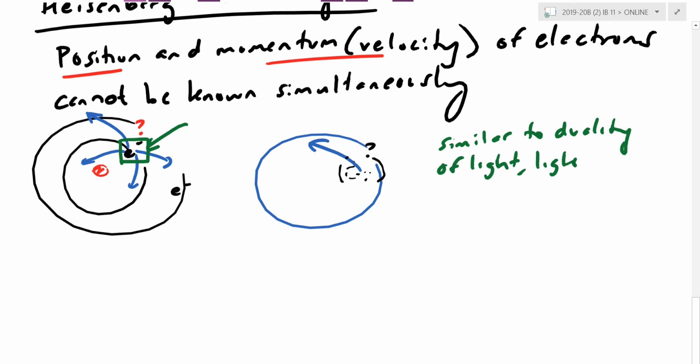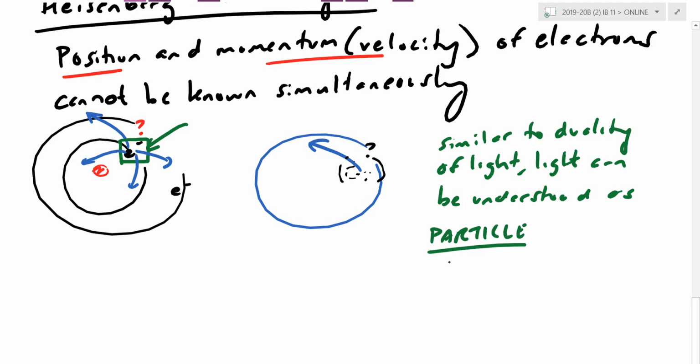Light can be understood as a particle. You can think of light as little packets, little photons of energy, or light can be understood as a wave. Waves don't just travel in straight lines. When they wrap around single slits, double slits, they actually curve. Okay? They can be a particle, or they can be a wave.